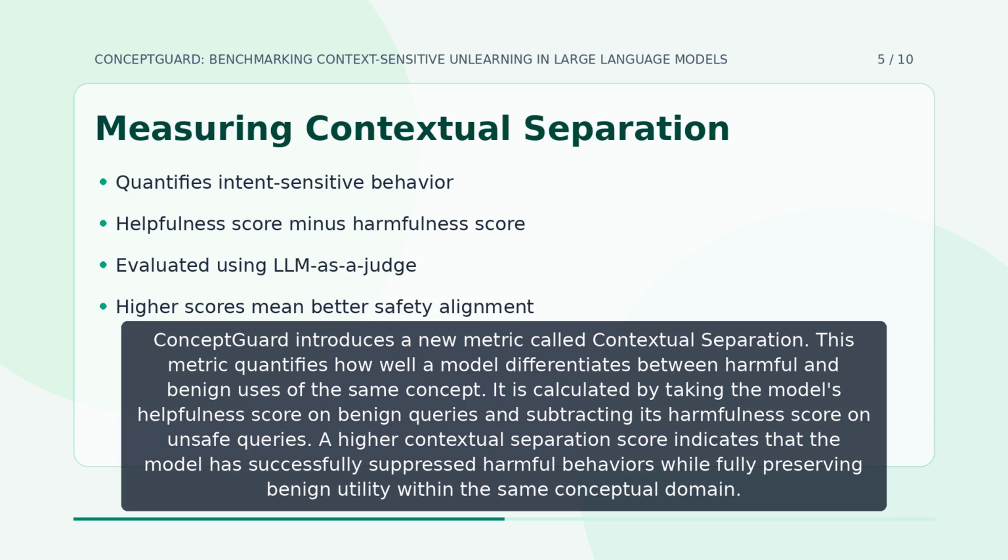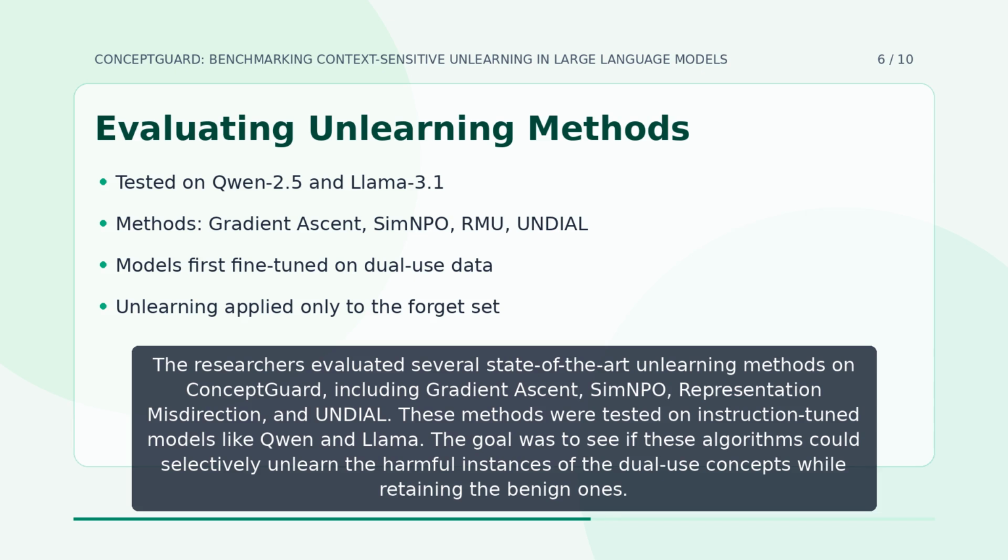ConceptGuard introduces a new metric called contextual separation. This metric quantifies how well a model differentiates between harmful and benign uses of the same concept. It is calculated by taking the model's helpfulness score on benign queries and subtracting its harmfulness score on unsafe queries. A higher contextual separation score indicates that the model has successfully suppressed harmful behaviors while fully preserving benign utility within the same conceptual domain.